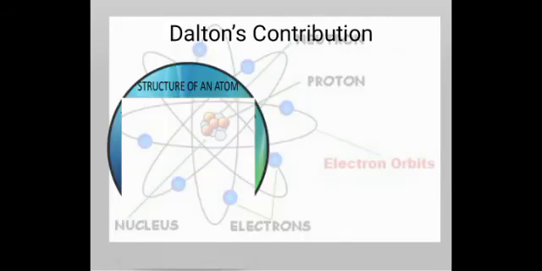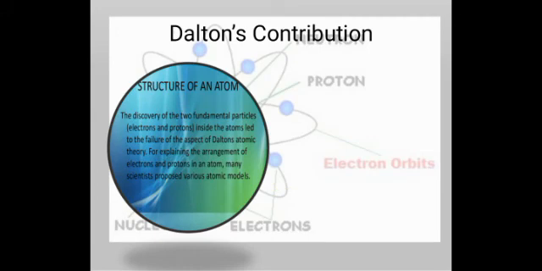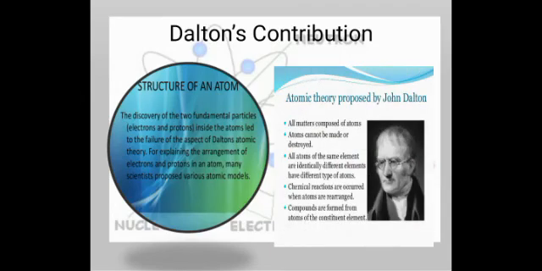So Dalton's contribution, we cannot forget. The discovery of two fundamental particles, electron and proton, inside the atom led to the failure of an aspect of Dalton's atomic theory. What made Dalton's atomic theory fail? It was the concept that there are basic fundamental particles, subatomic particles, inside the atom also, which are smaller than the atom.